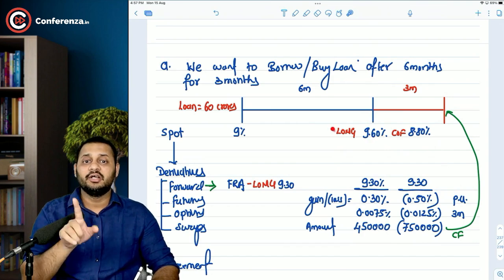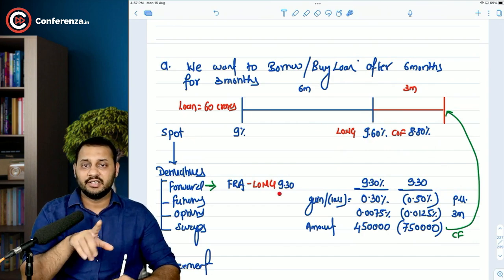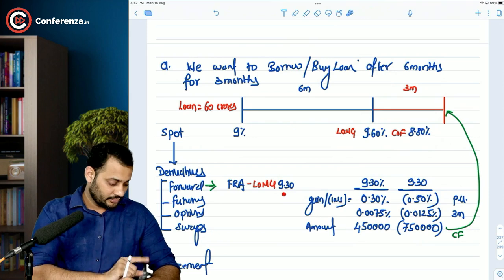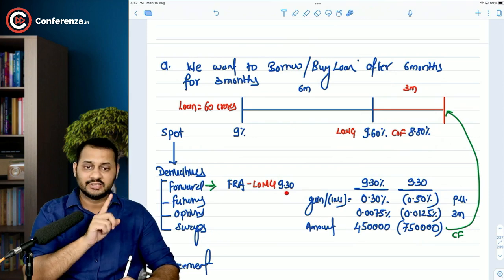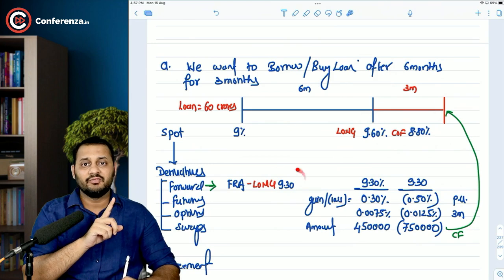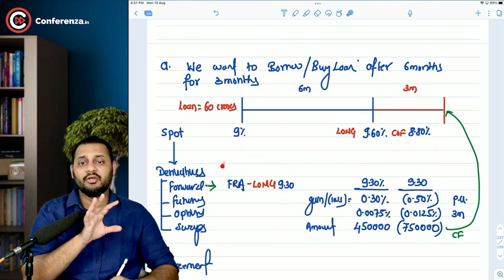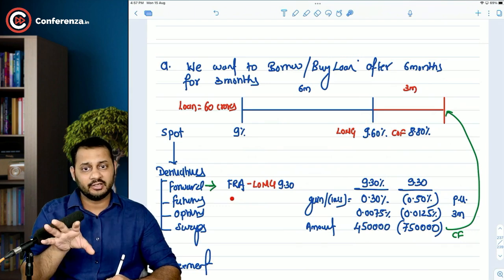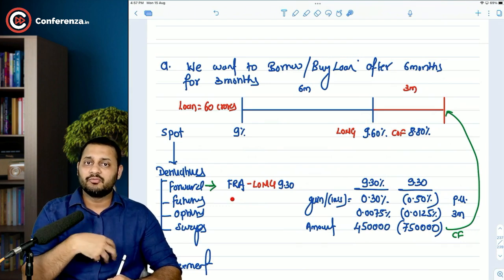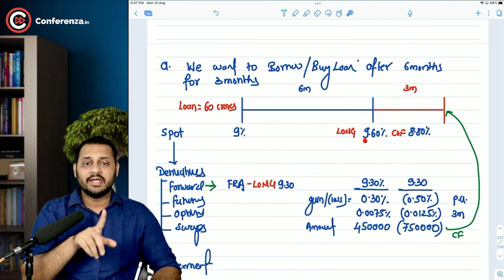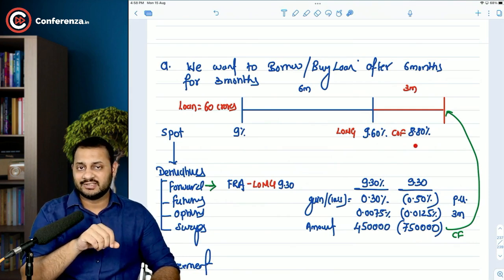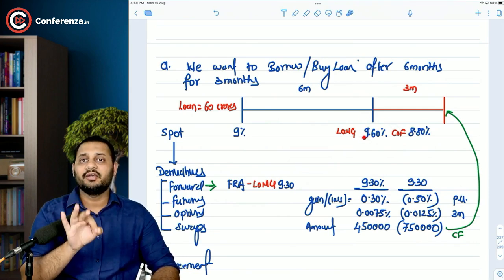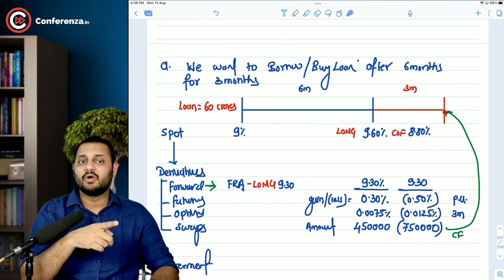At which rate? The spot rate. This FRA rate is not to be used in discounting. This FRA rate will never be used in discounting, because this is a customized rate made only for you and the bank in this contract. But for the entire world, 9.60 or 8.80 is the rate. So the spot rate will be used to discount the cash flows.